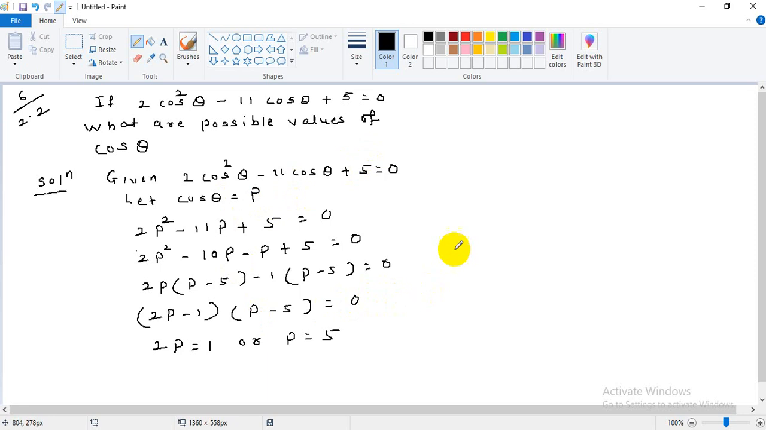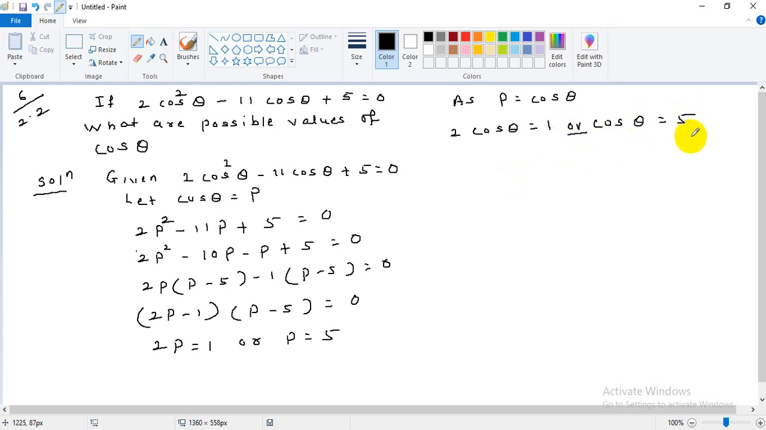So now you come back to cos theta. As p is equal to cos theta, what does this imply? 2p is 1. What does that imply? It implies 2 cos theta is equal to 1. And what is the second issue? Cos theta is equal to 5. Or means this or this. These are the values of cos theta.